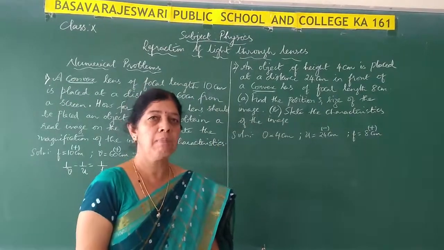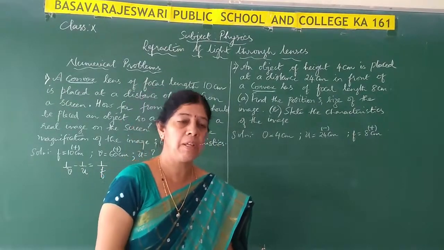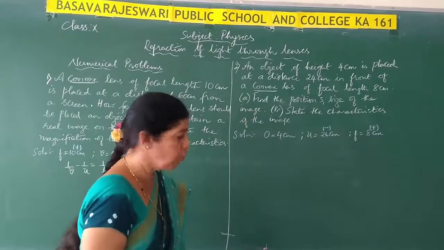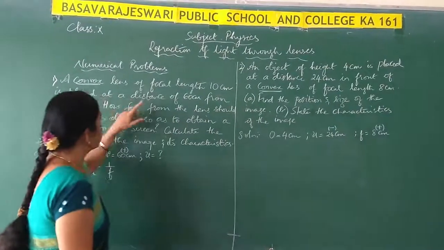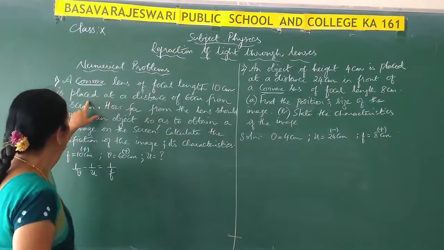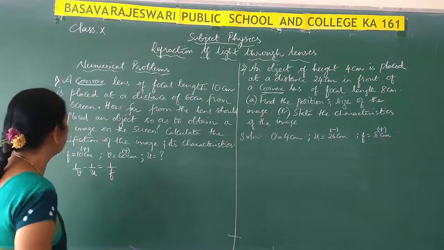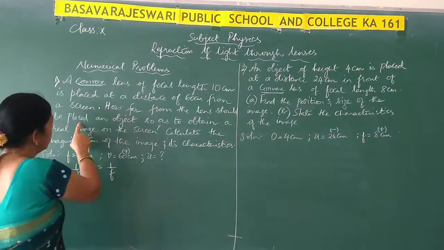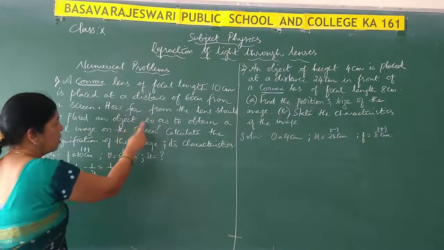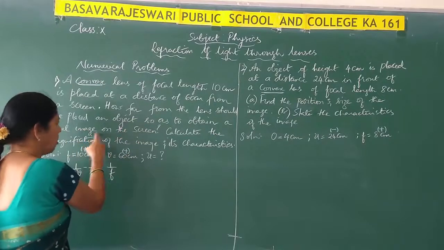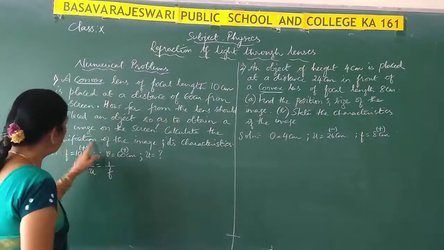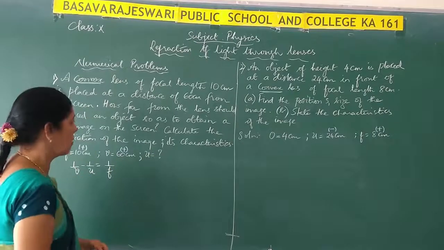On lens formula, magnification and then power of a lens. So two problems I have for you here. A convex lens of focal length 10 cm is placed at a distance of 60 cm from a screen. How far from the lens should be placed an object so as to obtain a real image on the screen? Calculate the magnification of the image and its characteristics.